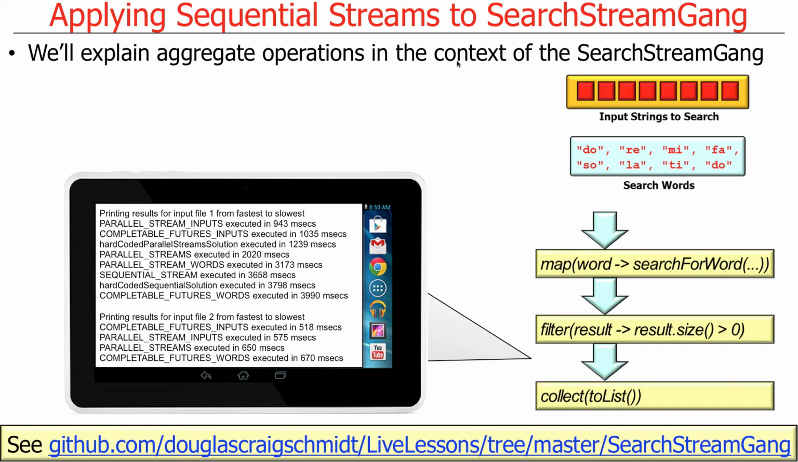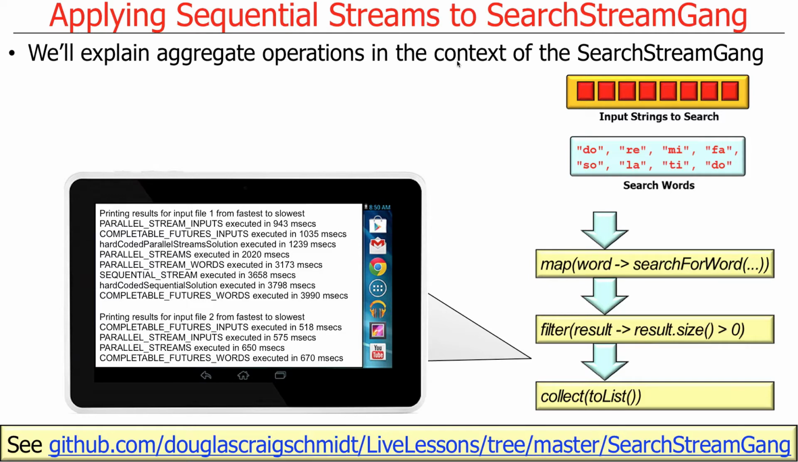Here's the SearchStreamGang. The SearchStreamGang is going to take a bunch of input strings to search and a bunch of search words to look for in the input, and it's going to use a stream to look for those words in the input. The first version we're going to look at is a purely sequential version.